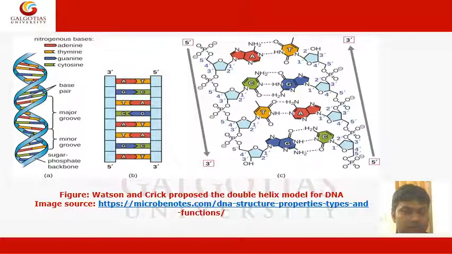This is a picture in which you can see a spiral or double helical structure of the DNA in which different parts and base pairing between the nitrogen bases have been displayed. And in the second picture, you can see the base pairing between the different nitrogen bases. And this is the detailed picture of the DNA in which you can see the molecular structures and the pairing in the DNA. This is the Watson and Crick proposed double helical model for the DNA.